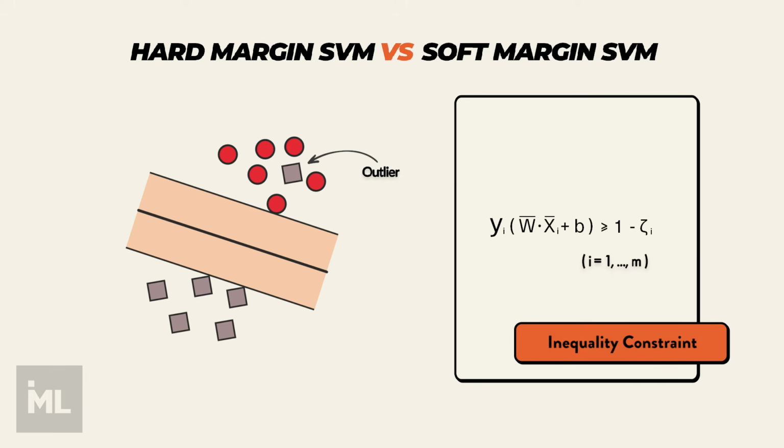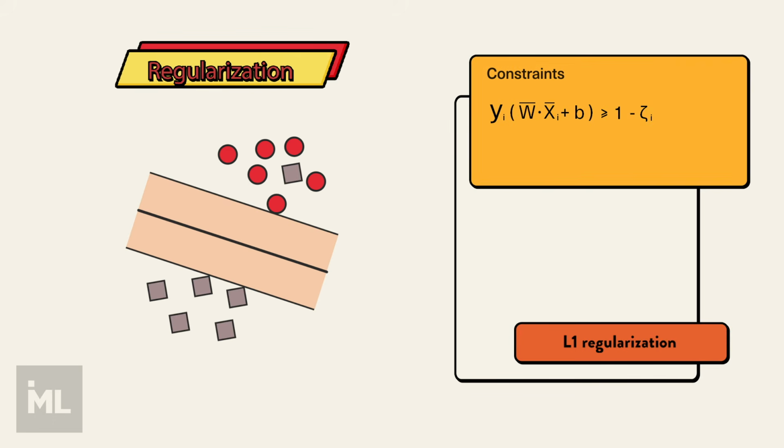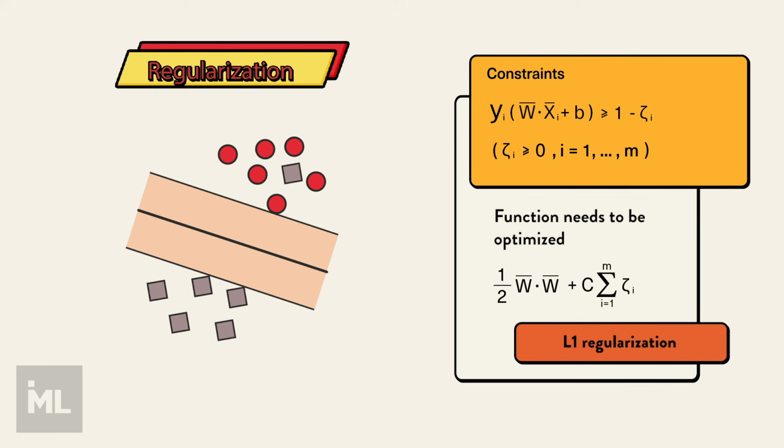By adding these slack variables, when minimizing the objective function, it is now possible to satisfy the constraint even if some outliers do not meet the original constraint. The problem is we can always choose a large enough value of zeta so that all examples will satisfy the constraints. One technique to handle this problem is to use regularization. For example, we could use L1 regularization to penalize the large value of zeta. Now the regularized optimization problem becomes the following expression.